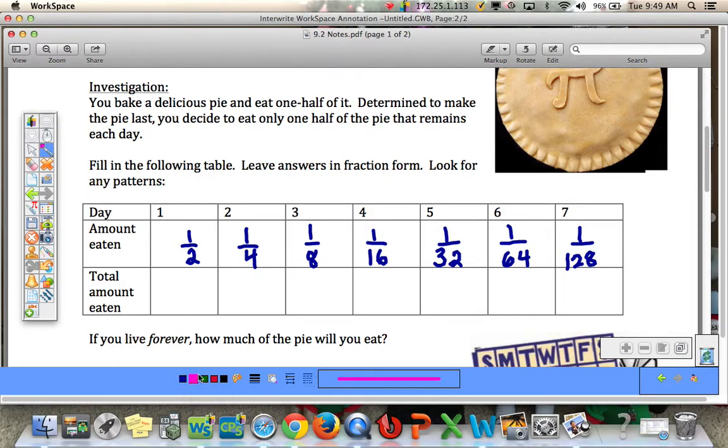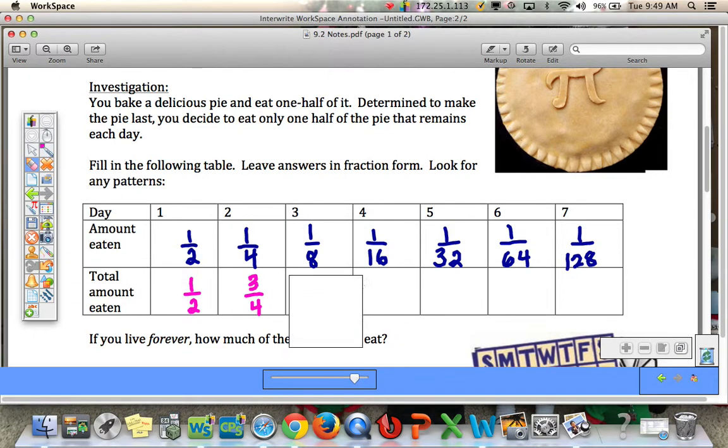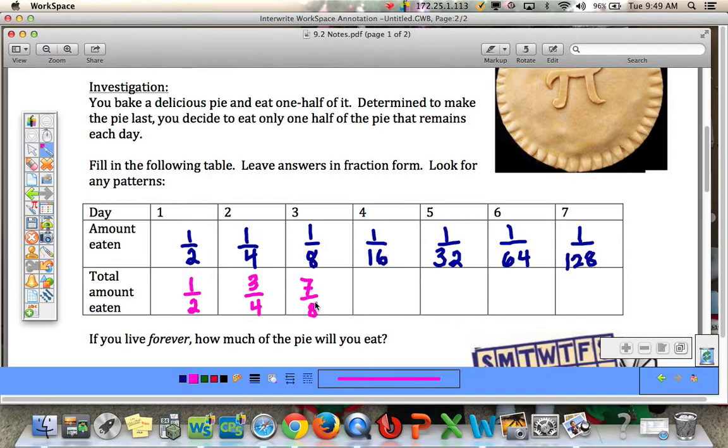Okay, let's look at total amount of pie eaten. So on day 1, we've only eaten half of the pie. On the next day, we eat 1/2 plus 1/4, and 1/2 plus 1/4 is 3/4. On day 3, we eat 3/4 plus 1/8. That would give us 7/8. On day 4, we eat 7/8, let me rewrite that, 7/8, plus 1/16, and that would give us 15/16.